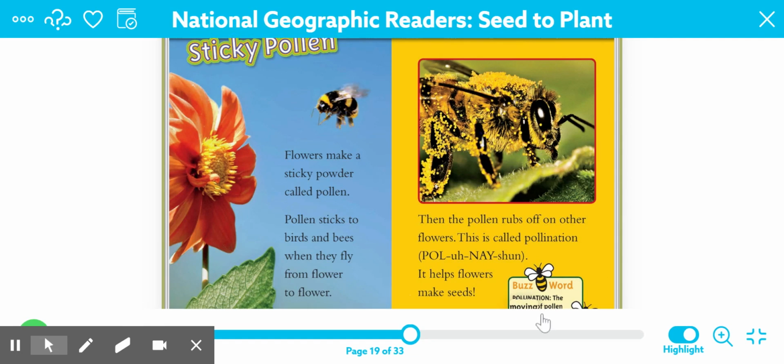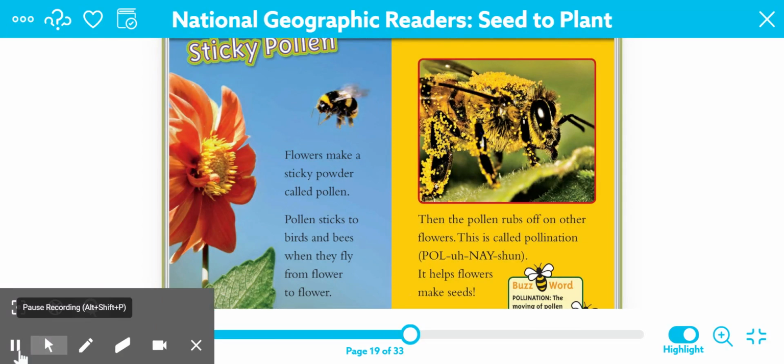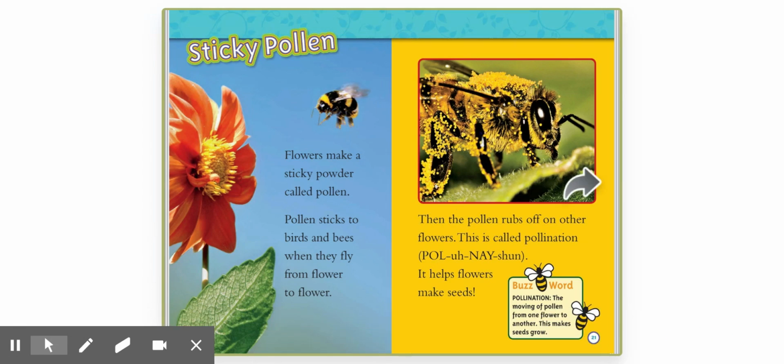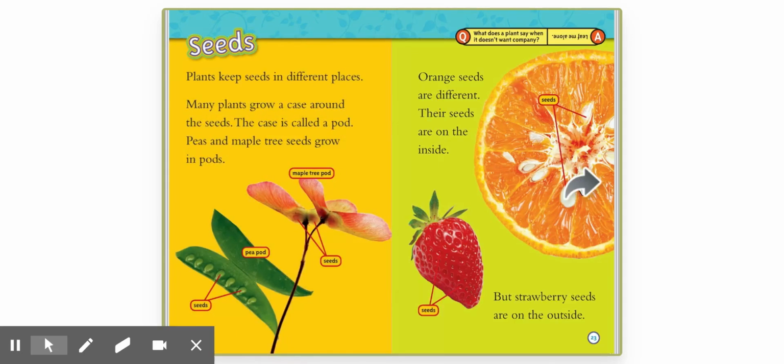Down here we have a definition of pollination. It says that pollination is the moving of pollen from one flower to another. This makes seeds grow.